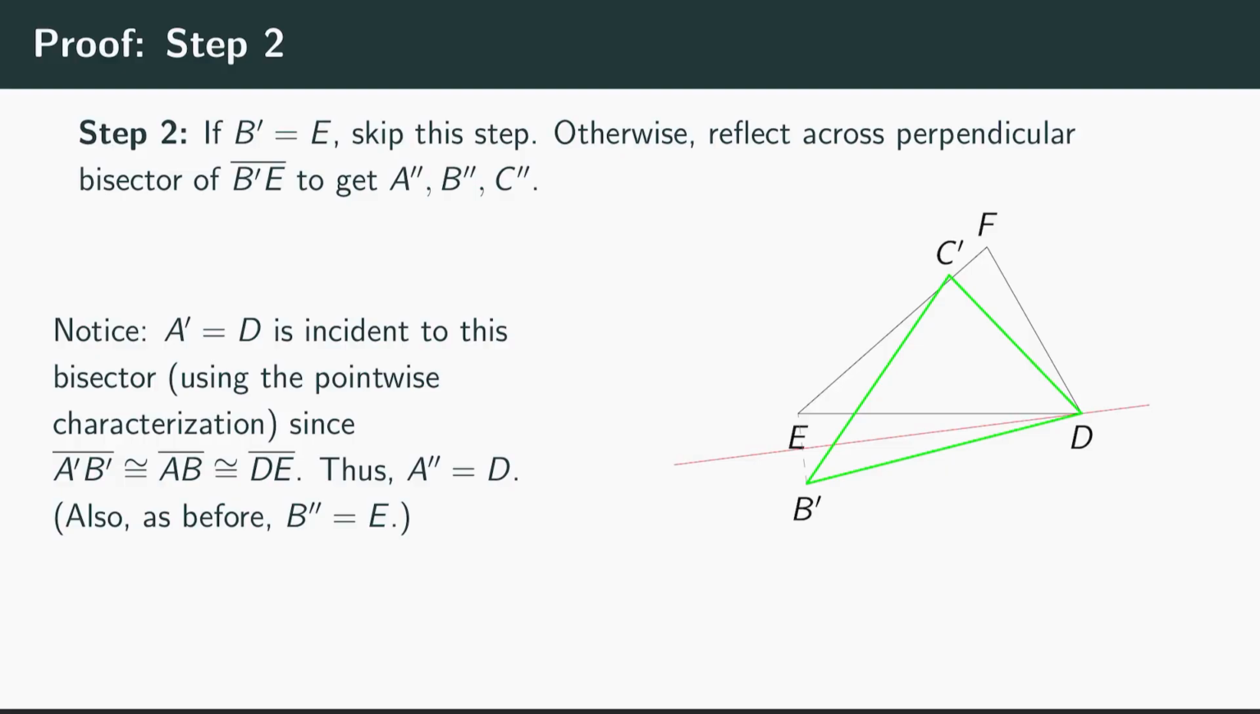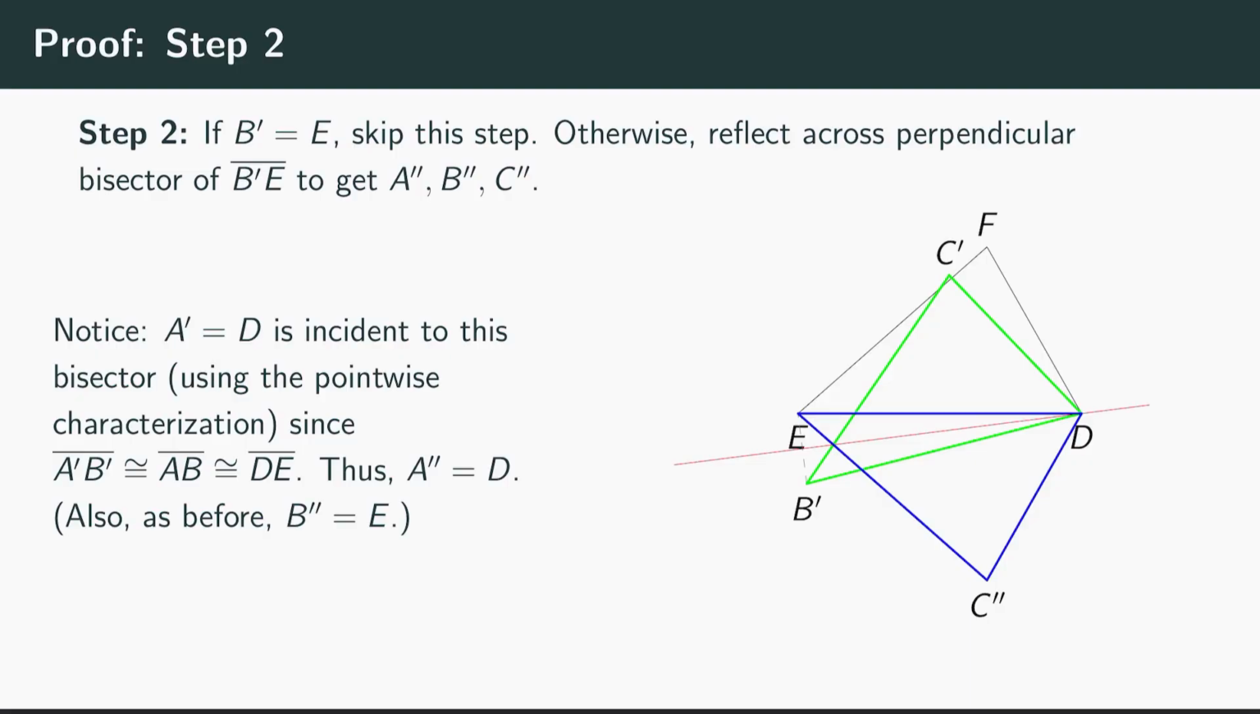Right, so I'm going to do that reflection like I just said, and I get the following picture. Right, so B prime moves to E, D stays where it was, and C double prime ends up down here. And now this blue triangle is the image of my green triangle under that reflection.